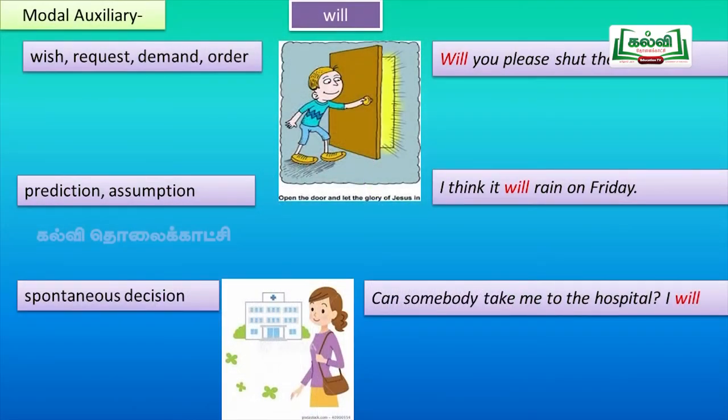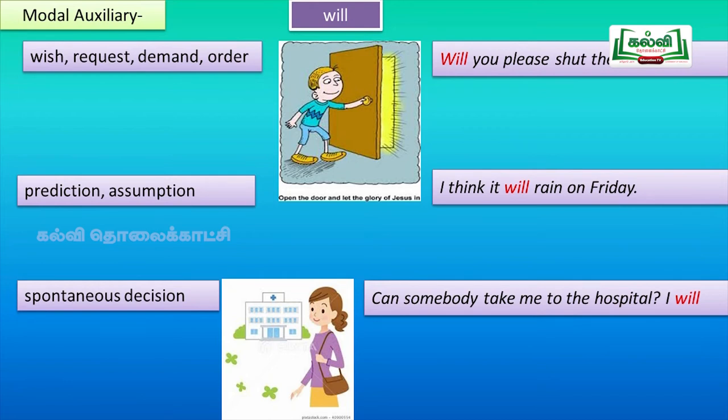Will and would. For will, it is used to show wish, request, demand, or an order. And the other usages are for prediction, assumption, and spontaneous decision. Right. Look at the first sentence. Will you please shut the door? Here it's an order.